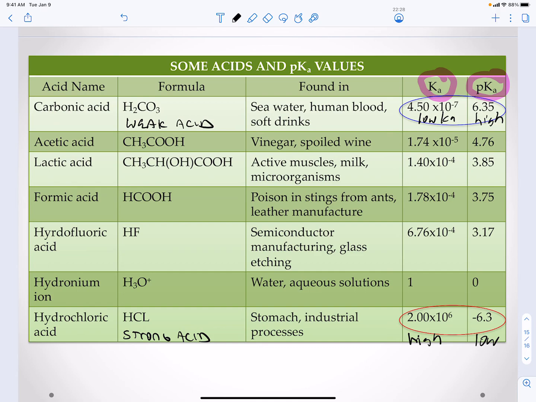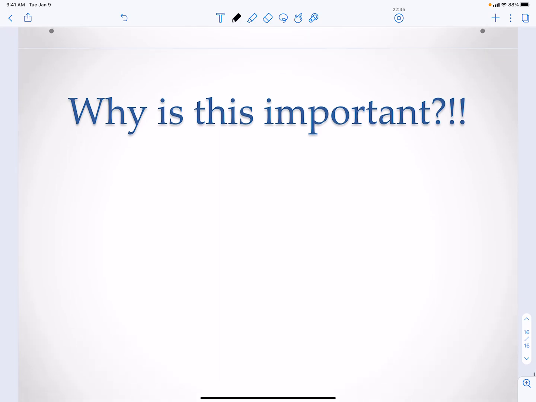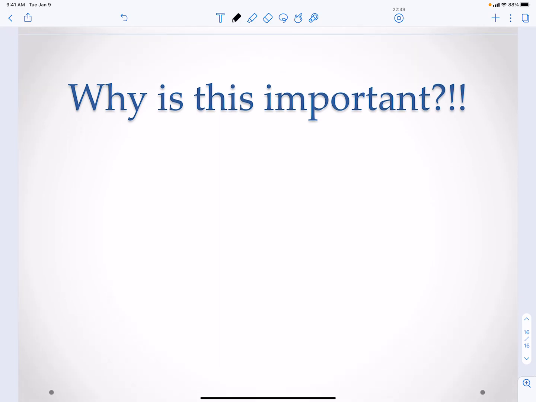And so keep that in mind and pay attention in a test type question, if you're being given a Ka value or a pKa value and being asked if this is a strong acid or strong base, or weak acid, weak base, whatever. Okay, so now why is all this important? Okay, so we know that a pKa value will tell you if you have a strong acid or base.